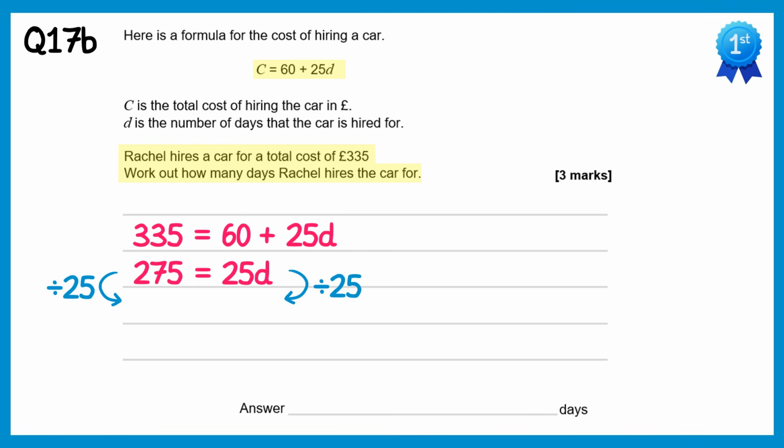Well, we know that 10 25s is 250, that's pretty close. We just need one more 25 to get 275. So on the left, 275 divide 25 is 11, and on the right it will cancel the 25 just to give you d, which is the number of days. So we know the answer is 11 days.